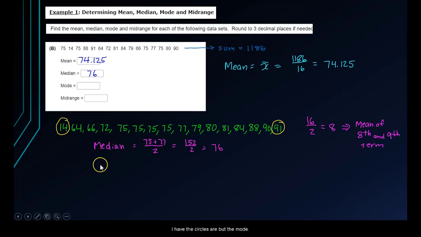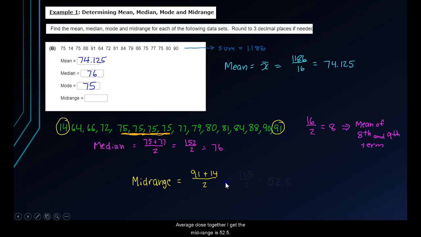I have the circles there, but the mode, I can see 75 does occur frequently. There's really nothing else that's repeating at all. So that would be the one and only mode. And of course, that's the minimum, that's the maximum. If I average those together, I get the mid-range, which is 52.5.